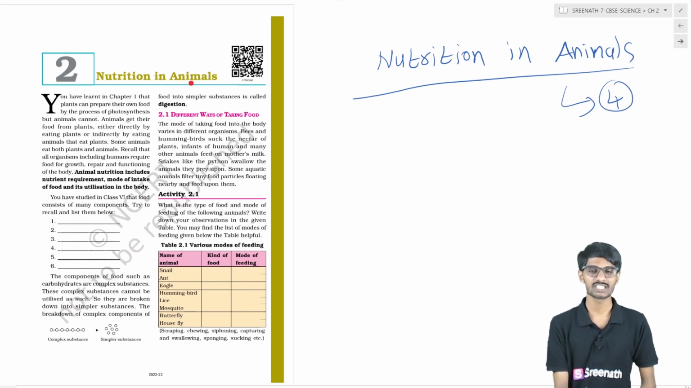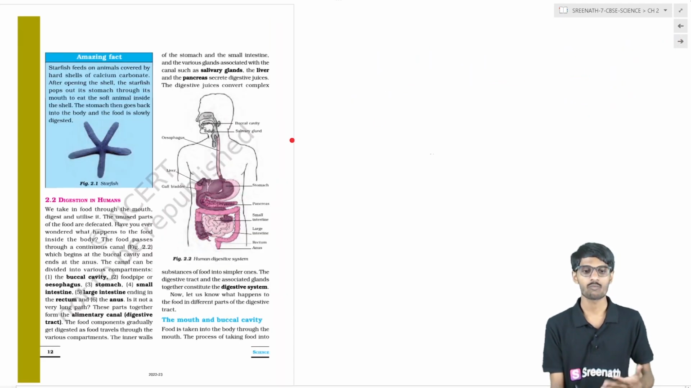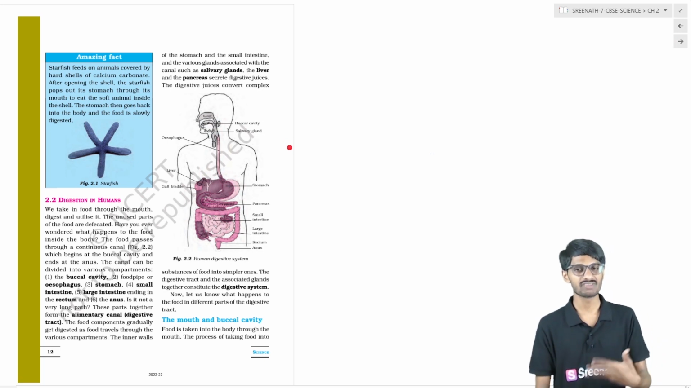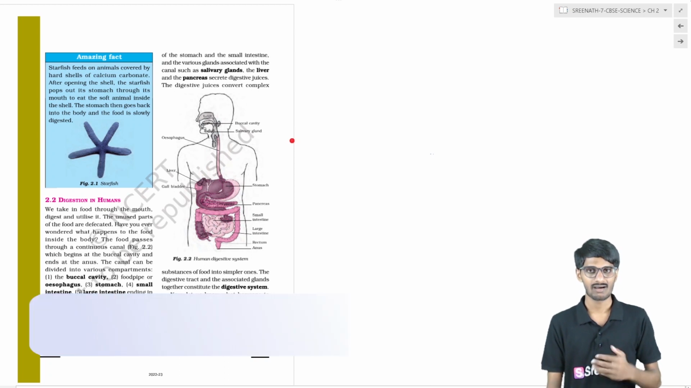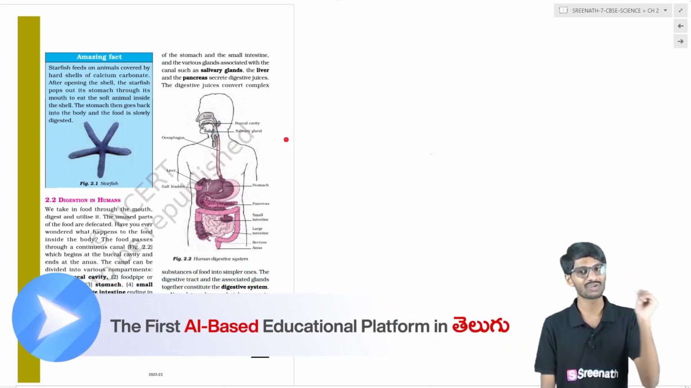So basically, how nutrition works in animals, that is our main chapter. In this chapter we are having 4 topics. The first topic is different ways of taking food. Animals take food, so in how many ways are they taking food? That is discussed in the first topic. Which animals are taking food in which ways? Do all animals take food like us, or are there some different ways animals take their food? We are going to discuss it.